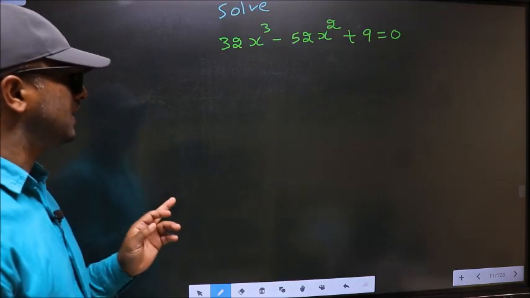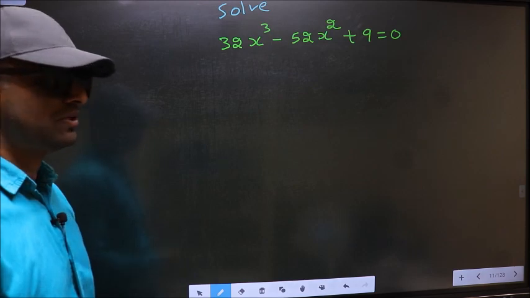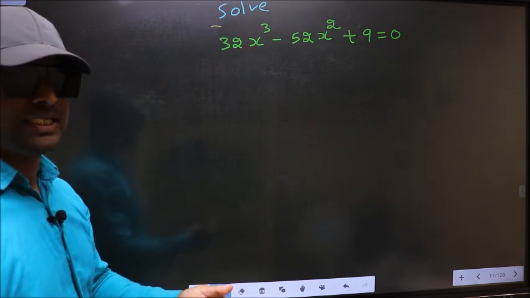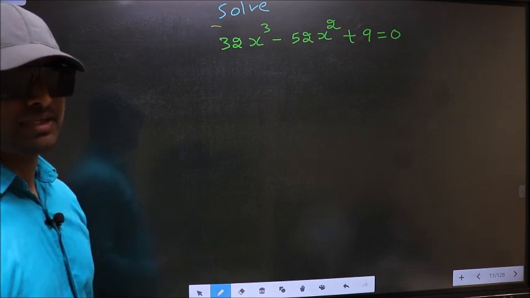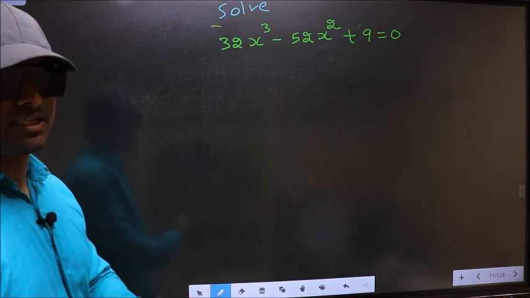Solve 32x cube minus 52x square plus 9 equal to 0. Here they told us to solve, which means we should get the values of x. For that, here we have to change the x square term.